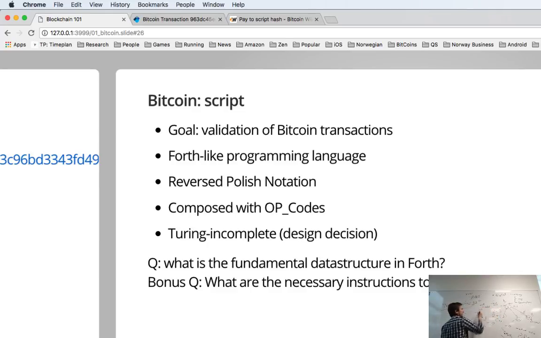Okay, I need logical operations, right? So what sort of logical operation do you need?